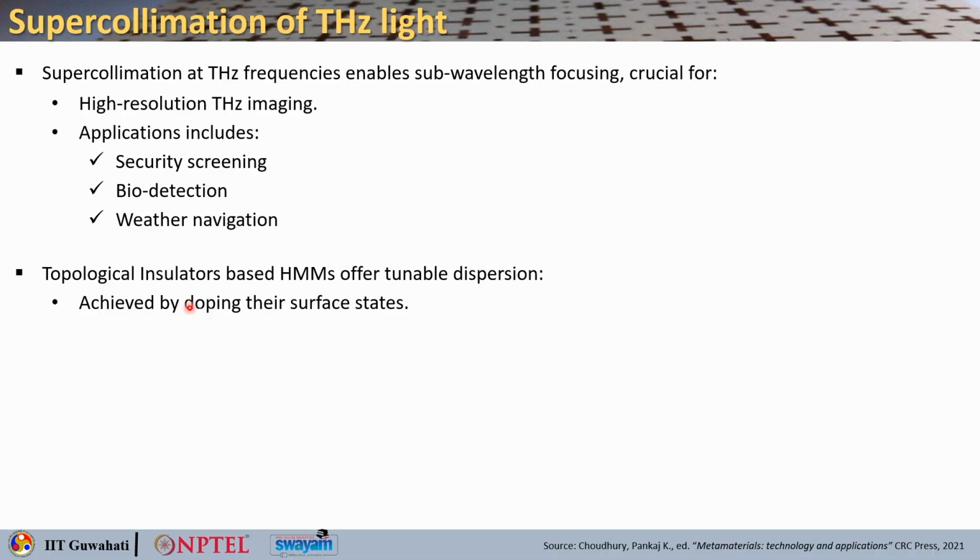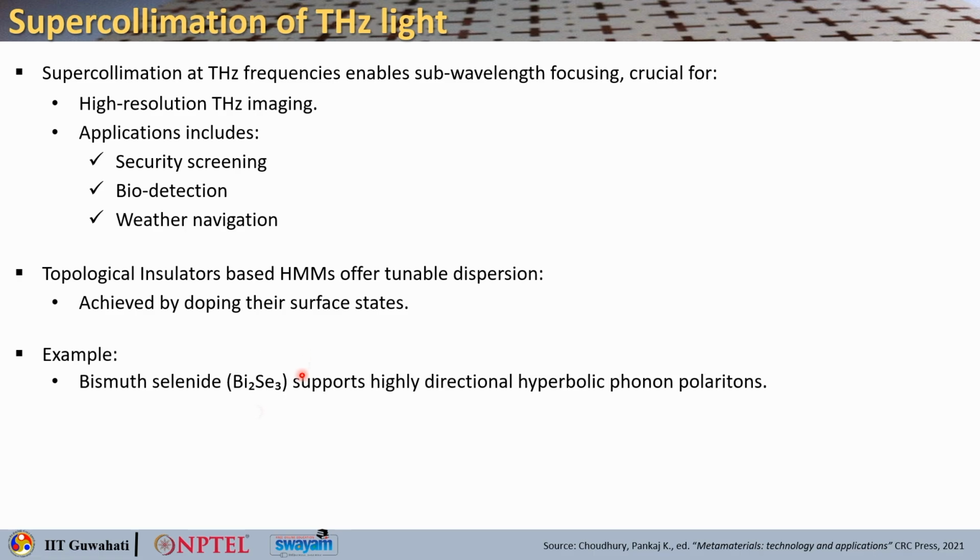This occurs because of the material's unique dispersive properties that counteract the natural tendency of light to diffract. Topological insulator based hyperbolic metamaterials offer tunable dispersion, which can be achieved by doping their surface states. The most popular example is bismuth selenide, Bi2Se3, that supports highly directional hyperbolic phonon polaritons. We will come to these terms in the next few slides. This basically enables supercollimation of light in the terahertz regime.